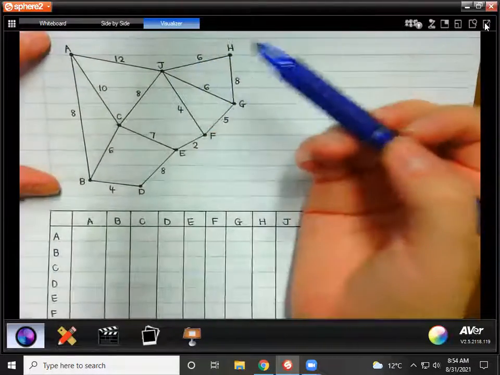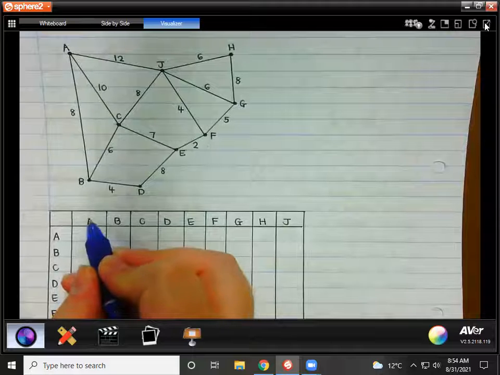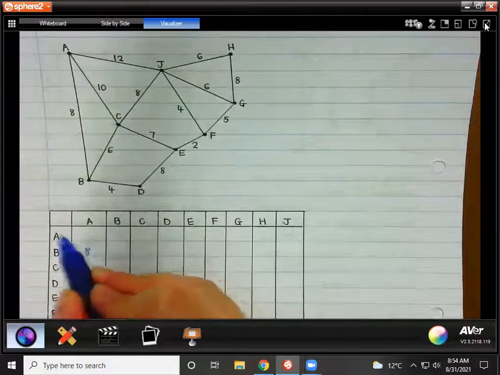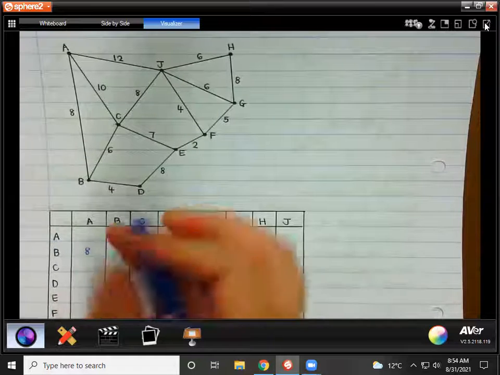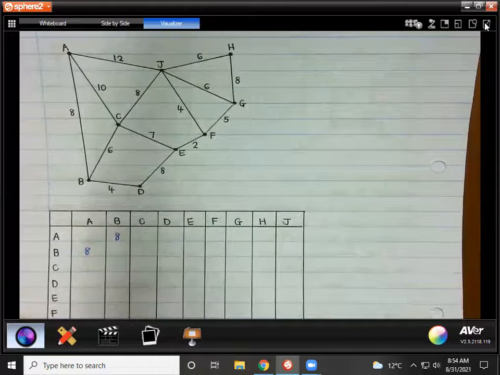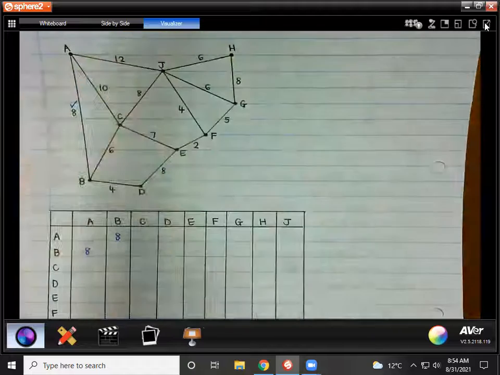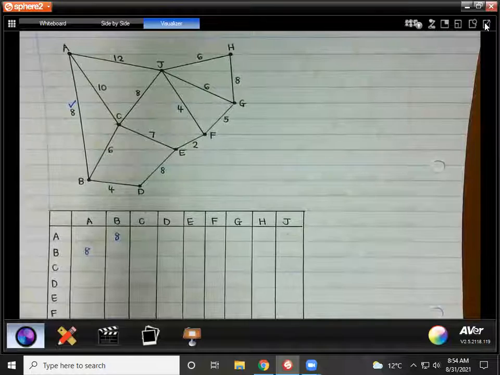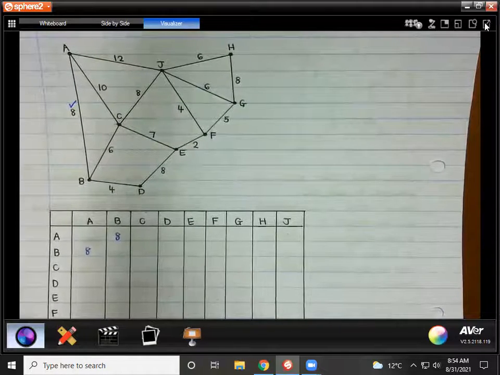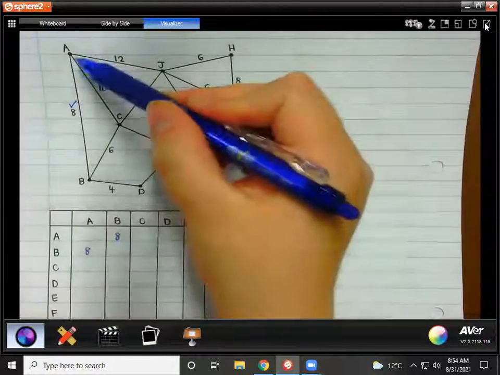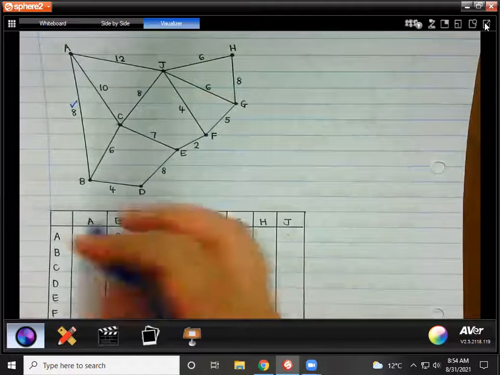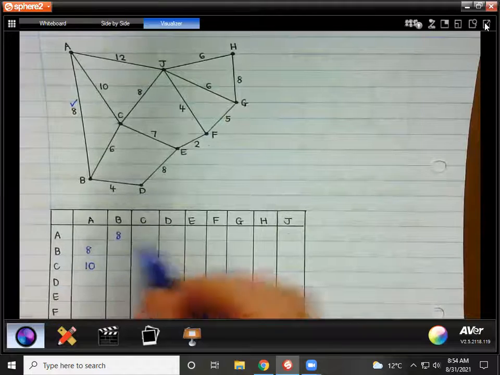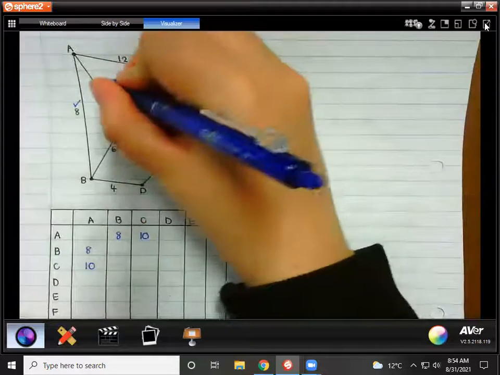So AB, for example, we're going to fill in underneath A and next to B, so that weight is 8. But then there's another AB in this matrix over there, so we must fill that 8 in over there as well. Now I'm done with AB, so I'm going to tick it off. You can do it like that. You don't have to do it in alphabetical order, just as long as you fill in all of them. Then let's do AC, which is 10. There's another AC over there, which is also 10, and then we tick it off.